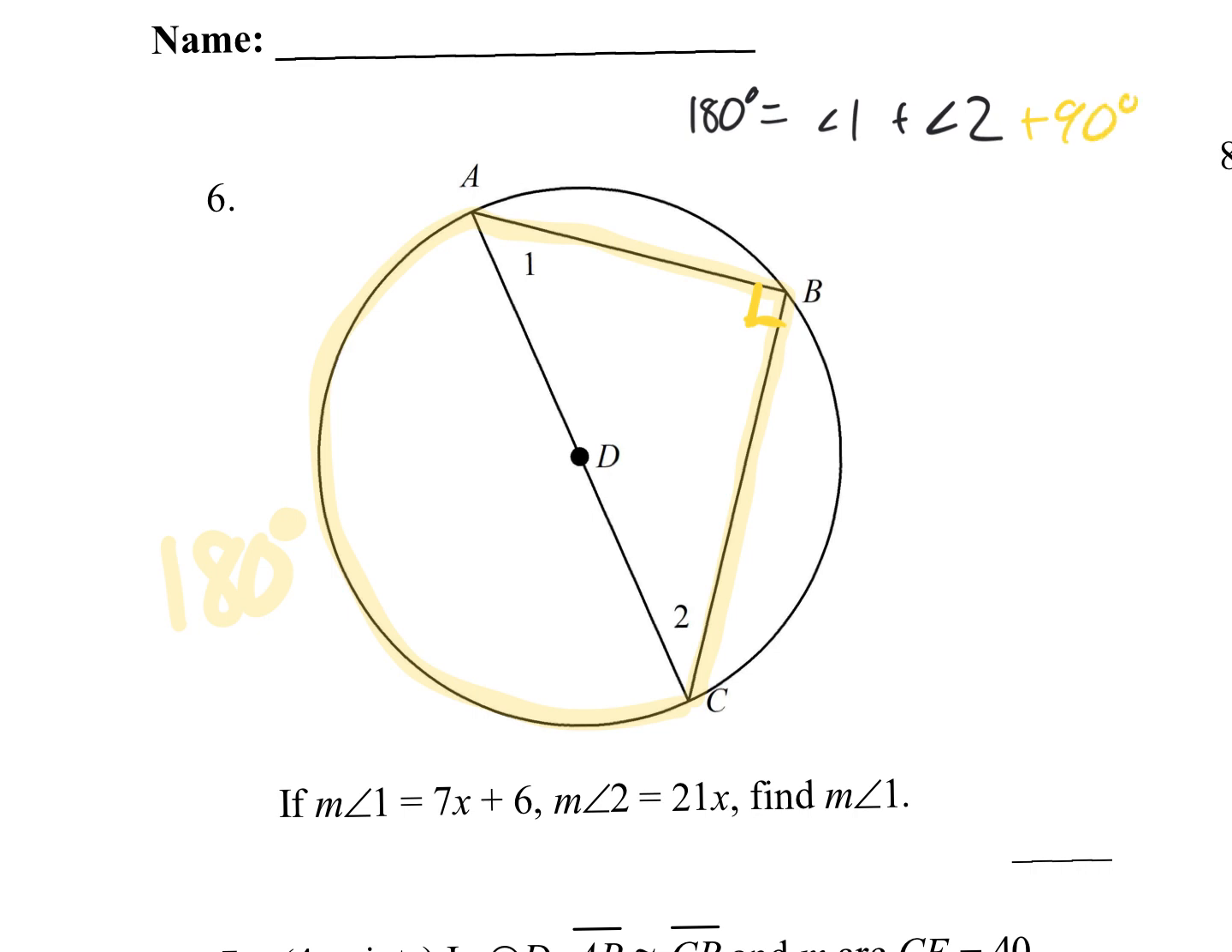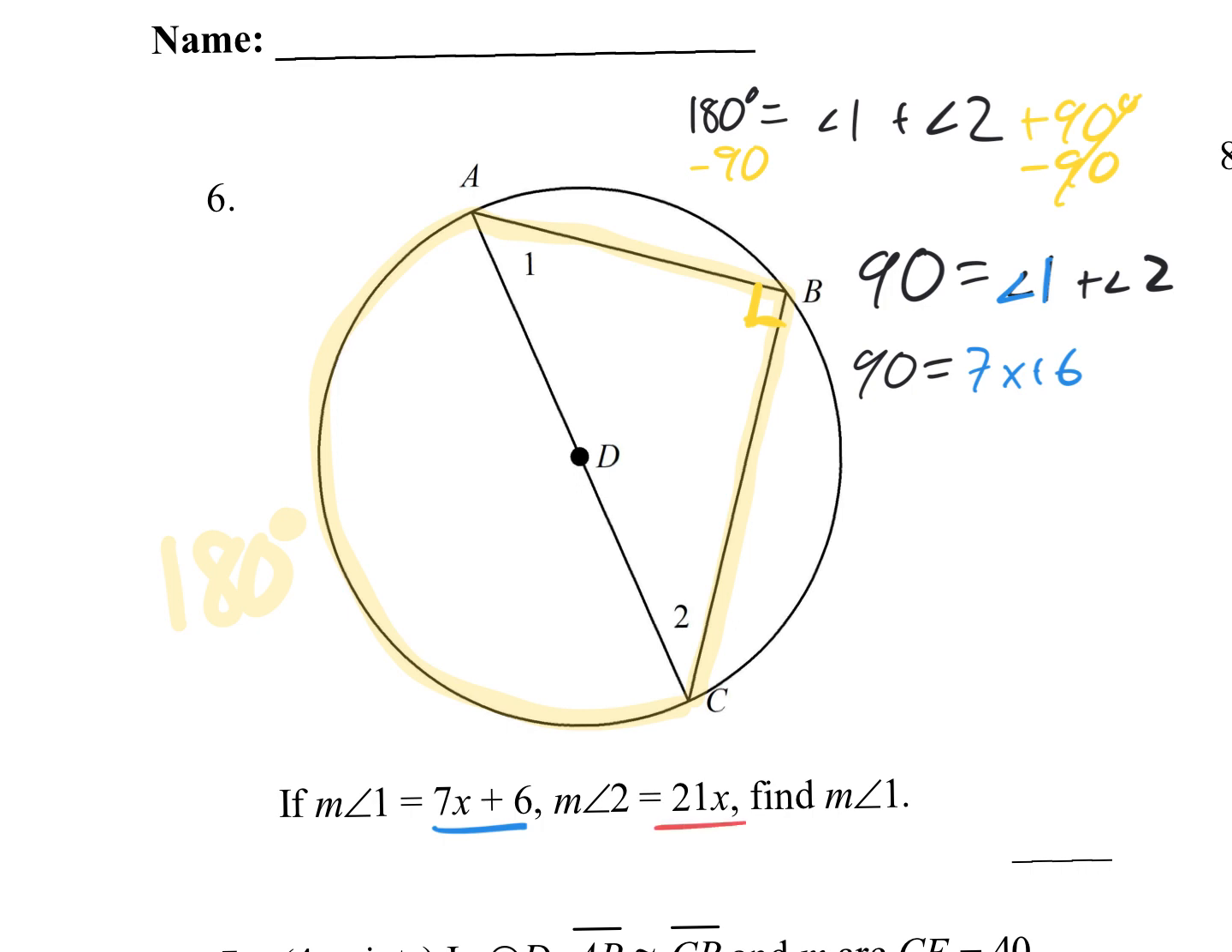But before I even start plugging in 1 and 2, I would just say, I don't really need to do this equal to 180. You could probably just do this part in your head. I'm just going to subtract 90 from both sides, and I'm going to get this new equation. 180 minus 90 is 90, so angle 1 plus angle 2 has to add up to 90. All right, well, what is angle 1? Angle 1, they tell us down here, is 7x plus 6. So I'm going to replace that. What is angle 2? They tell me it's 21x, so I'm going to do plus 21x. And now I have a really basic algebra equation here. So let's go ahead and solve this out.